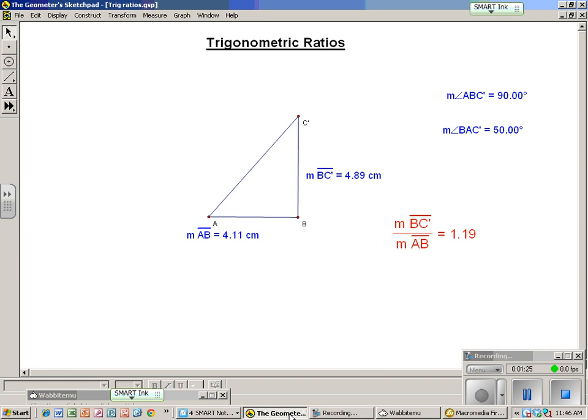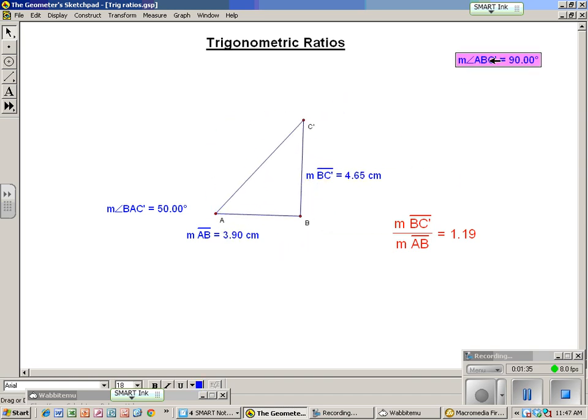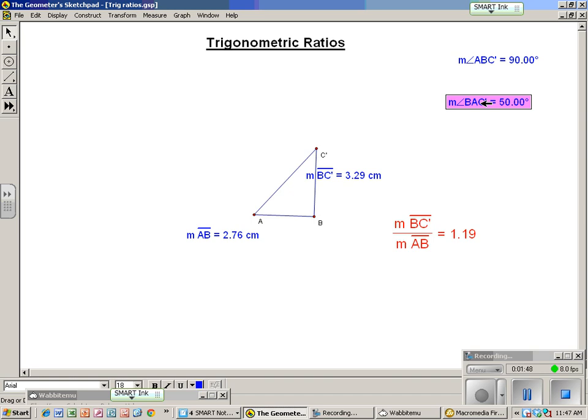So I have this right triangle here. This is angle B right here. It's a 90-degree angle. Whenever I move this around, it's staying 90 degrees. So we got a right triangle. I'm going to concentrate on this angle A right here. It is stuck at 50 degrees. It doesn't matter how big or how small this triangle is. This angle is 50 degrees. So for a given angle measurement, we're talking about angle A, the ratio of two sides will always be the same.